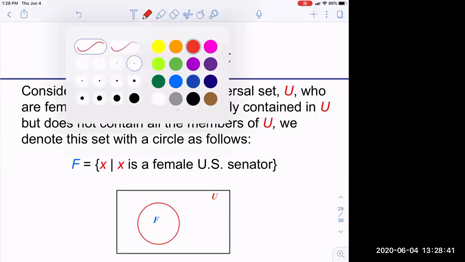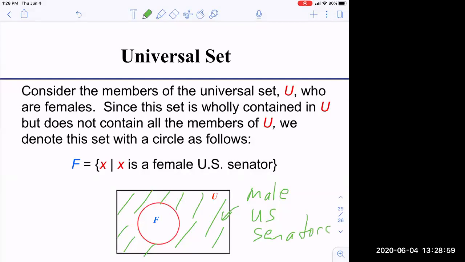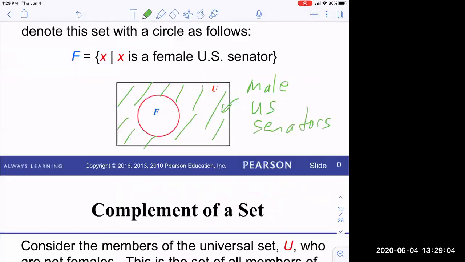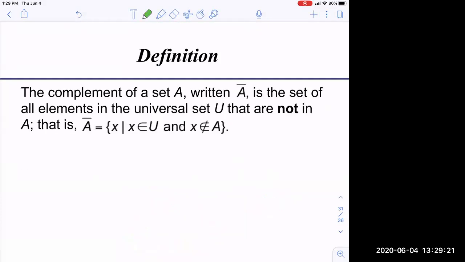Notice we have the circle for the female US senators. So my question to you is, what lives out here, this cross-hatched green? Those would be the male US senators. And so we're going to give that a fancy name. The stuff in the universal set out here in the green that are not females, these are the males. We call that the complement of F, written this way.